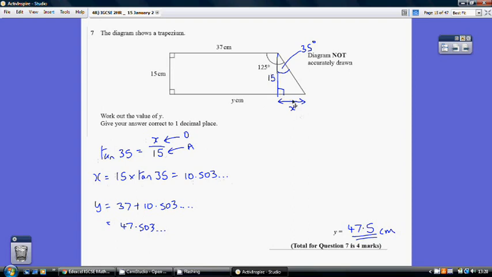Now I need to work out the length of Y, which is this total length in the bottom. So that's going to be a 37 here, being the other side of this rectangle, plus this length X that I've just worked out to be 10.503, giving me Y being 47.503 dot dot dot. So to 1 decimal place, that's 47.5 centimetres.